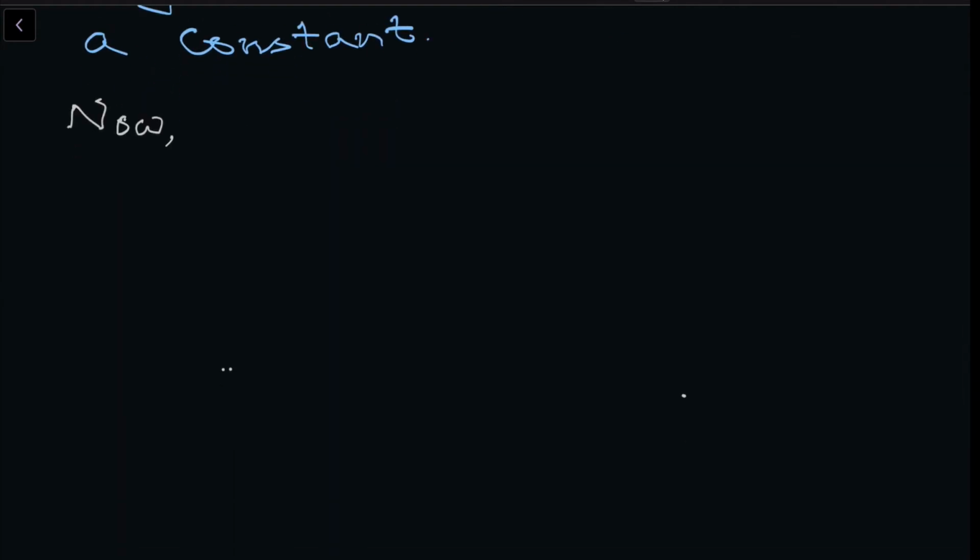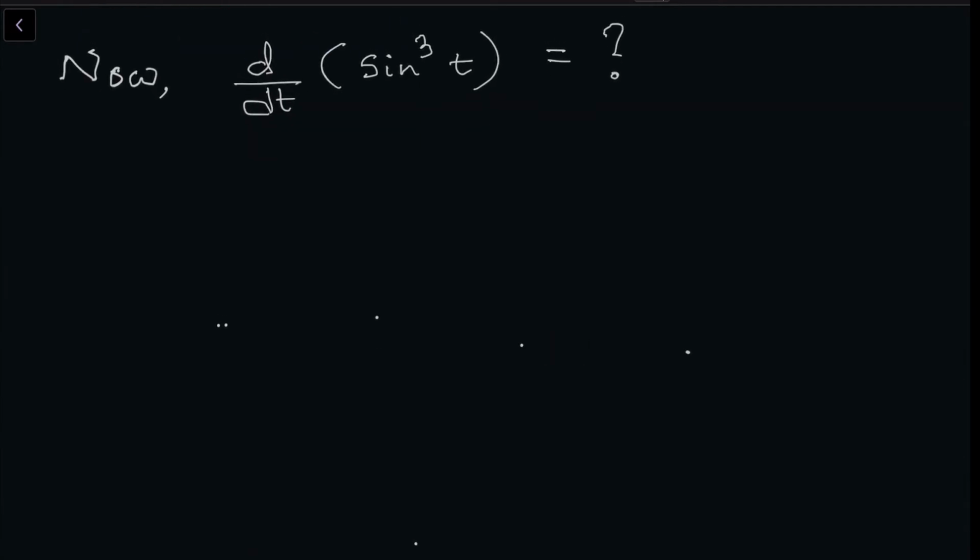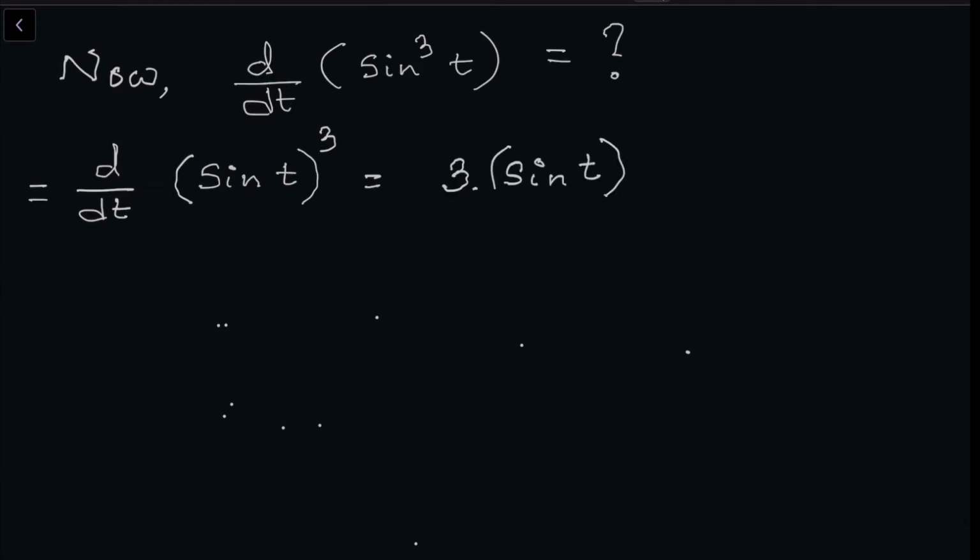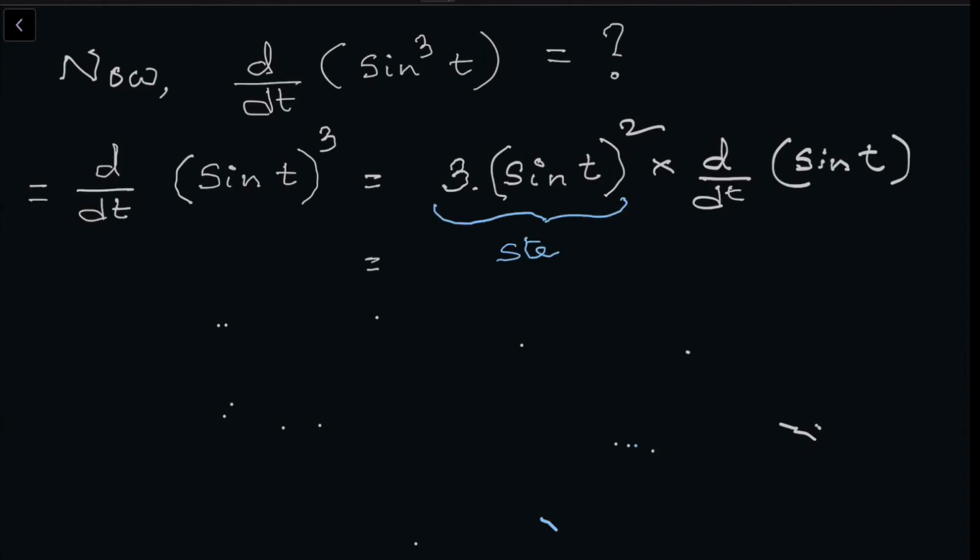Now, let us be back again. d by dt of, suppose, sine cube t, sine t whole to the power 3, sine cube t equals how much? We cannot do it directly. Then chain rule. So d by dt of sine cube t can be written as d by dt of (sine t) whole to the power 3. So 3 into (sine t) whole square, first part. Then d by dt of inside the bracket, that is sine t.